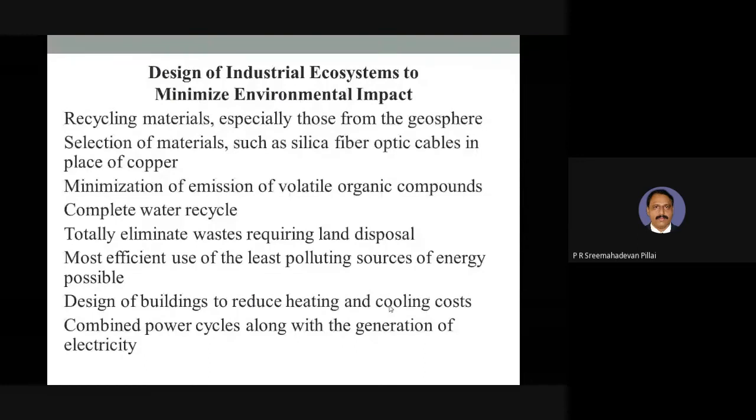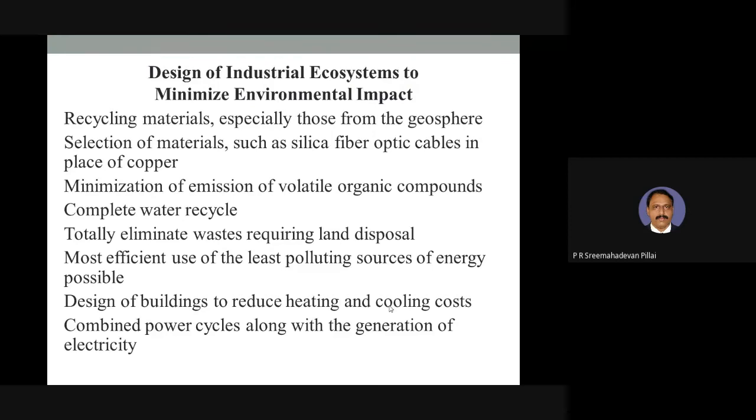So when we design an industrial ecosystem, who designs it? Engineers design it. Every production system has its own design. So when we design an industrial ecosystem, we also have to see that we are minimizing the environmental impact. That means minimizing the waste, minimizing the emission of volatile organic compounds, eliminating the waste, and of course using the most efficient system, reducing the resources, reducing the water use, and reducing the heat emission also.